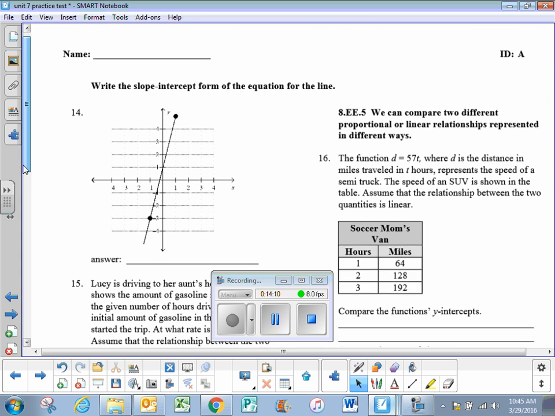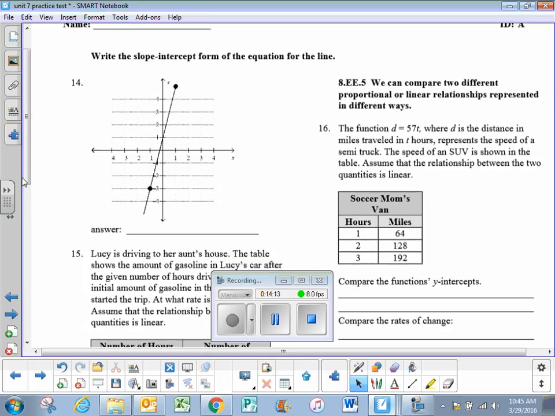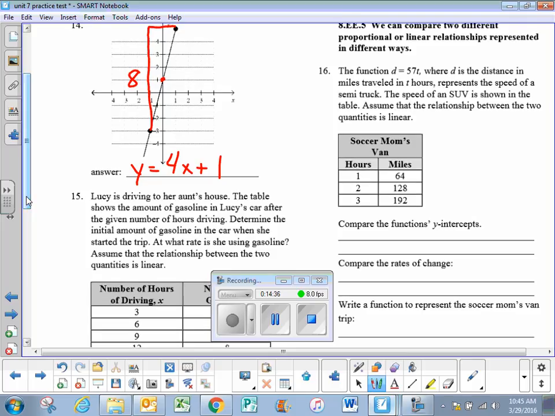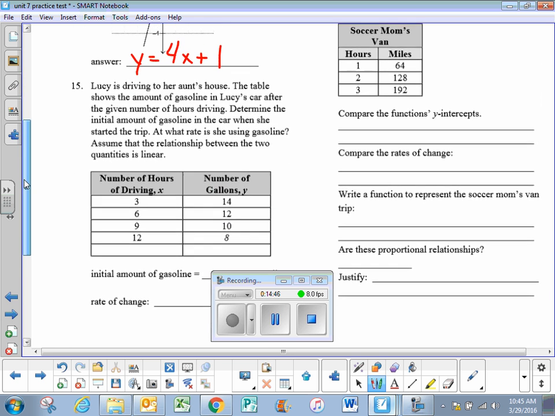Okay, 14. Write the slope equation of this line, slope-intercept form equation. What is the y-intercept? 1. Okay, so y equals something times x plus 1. What do I need? Slope. Rise. 1, 2, 3, 4, 5, 6, 7, 8. Run. 2. What's 8 over 2? 4. Okay. Wait, can we just say... No, you need to simplify to 4. Okay, but at this point we need to reduce. Okay, we're there.